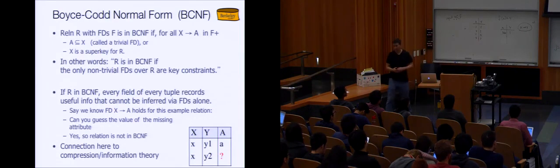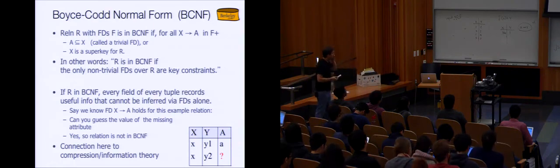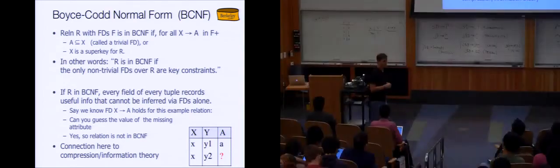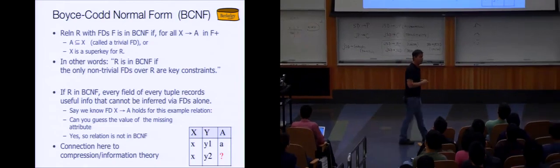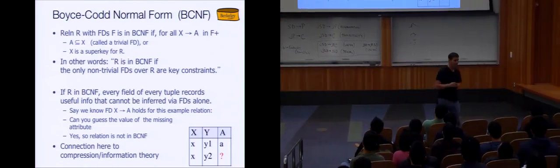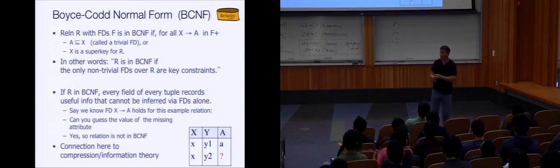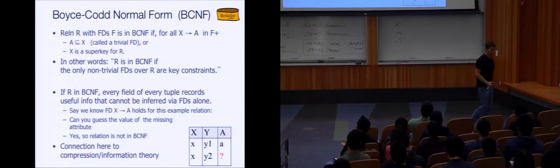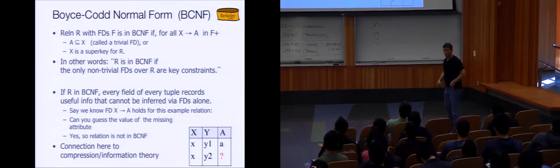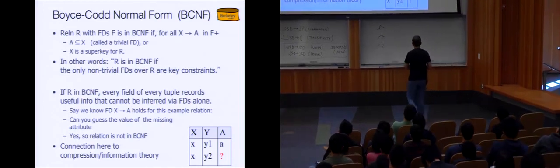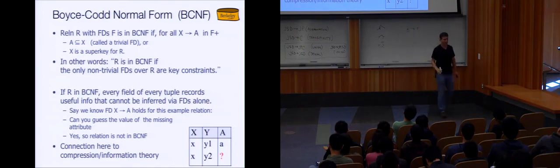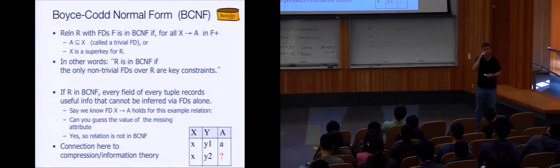Okay, so Boyce-Codd normal form. With that, let's go for the thing that makes sense. You have a relation R with functional dependencies F. We're going to say it is in Boyce-Codd normal form if, for all functional dependencies in the closure of F, any functional dependency that could possibly be true based on F, the following is the case. Either it's trivial, because A is a subset of X, or the left-hand side is a superkey. So here's an example of one that's good. We have K determines some attribute, P. But K is a superkey, so K determines everything. So that's cool, because we know there's no redundancy there.